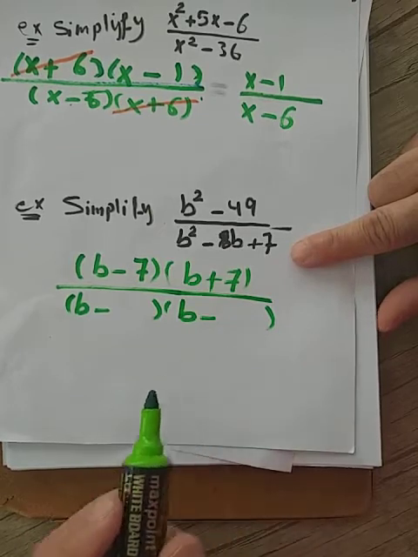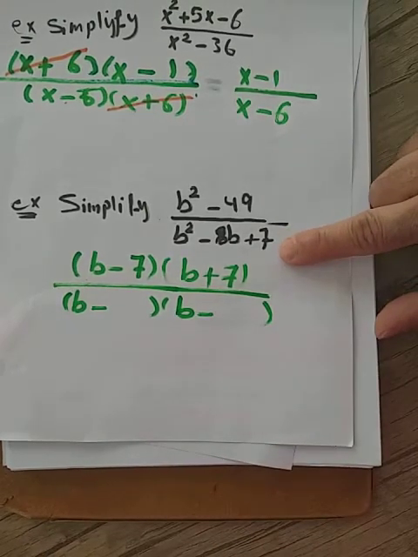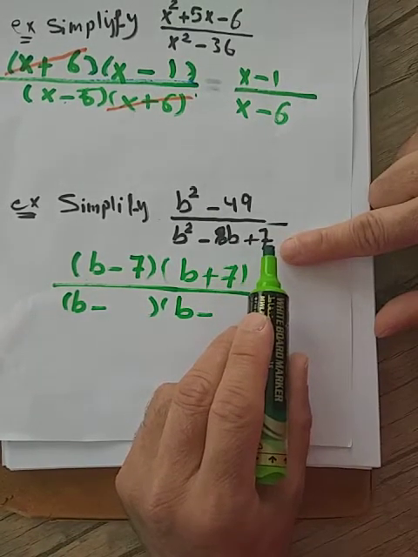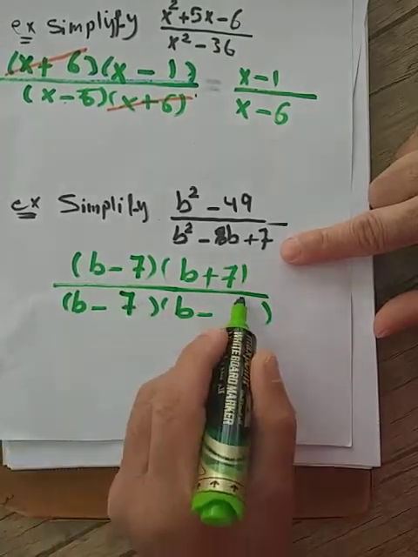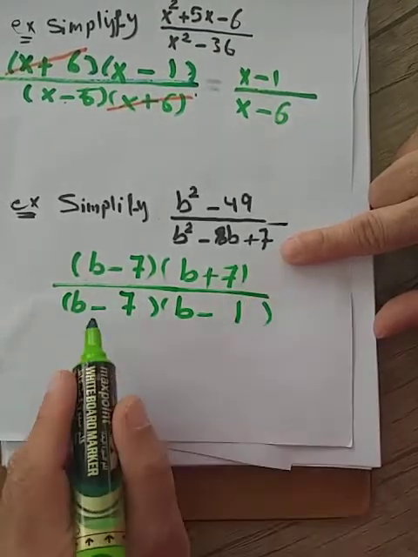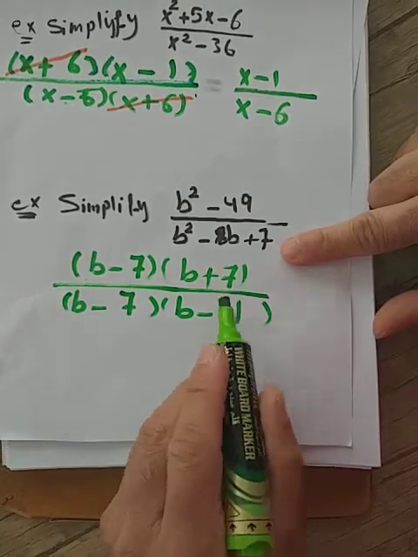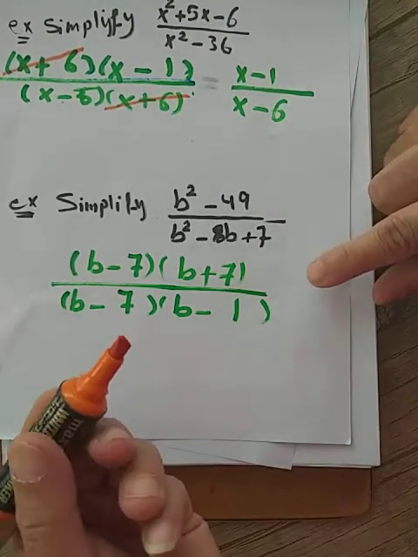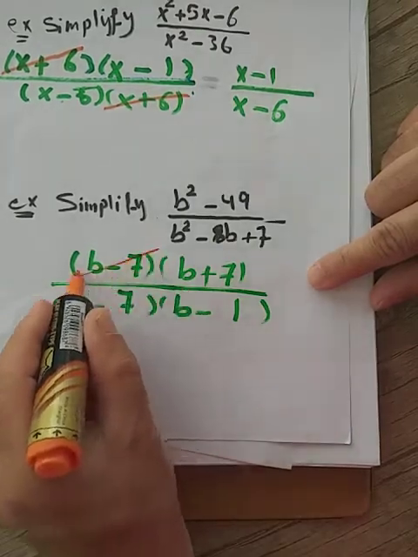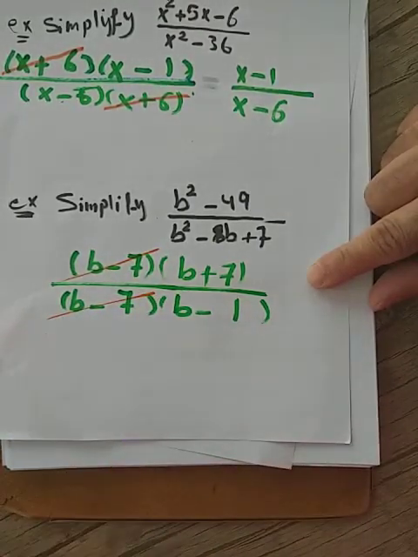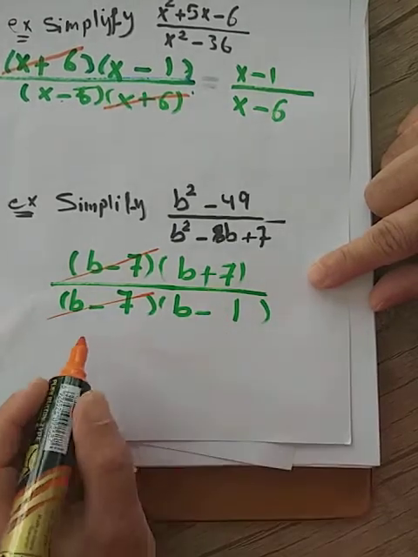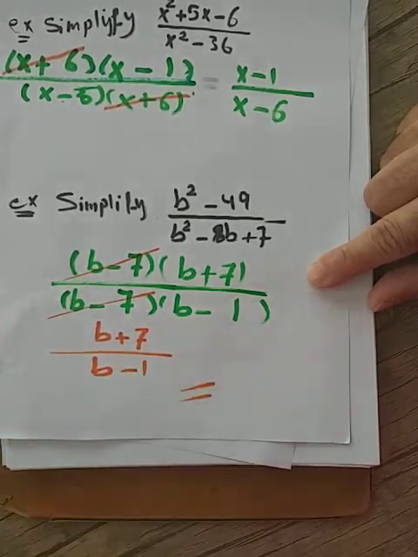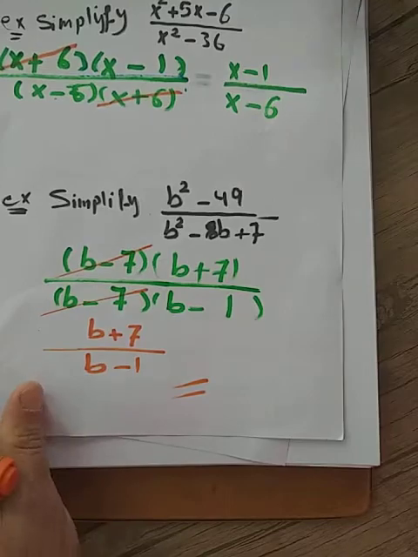Now we look for two numbers whose product is 7 and whose sum is 8: 1 and 7. 1 times 7 is 7, and minus 7 minus 1 is minus 8. Yes, correct. Now, do you have like terms? Can you factorize something? Yes, b minus 7 and b minus 7, we can cancel it. What remainder do you have? b plus 7 over b minus 1. This is the answer. Simplifying.